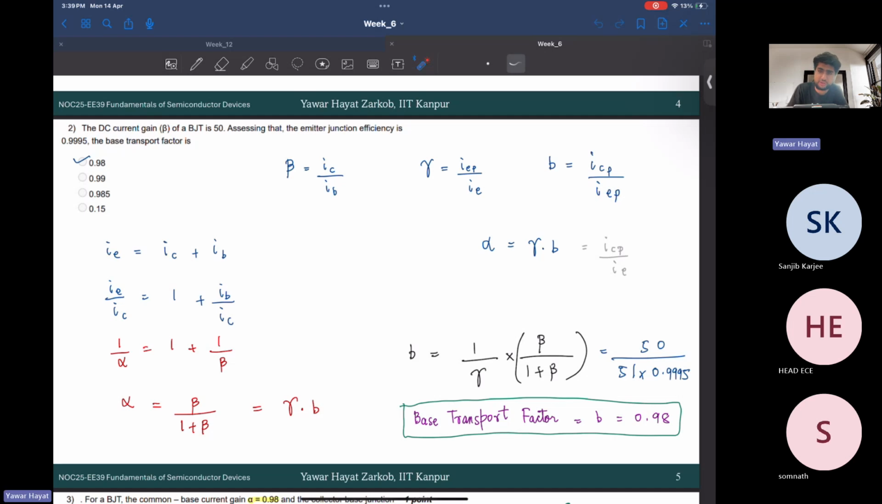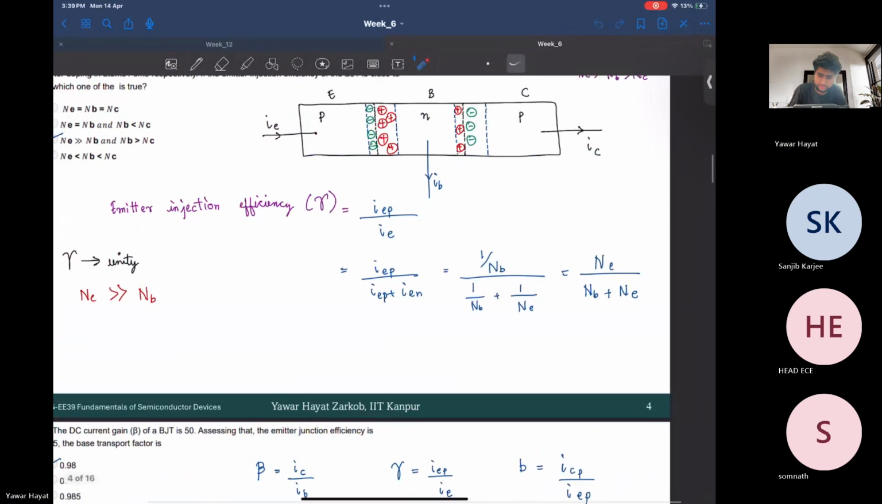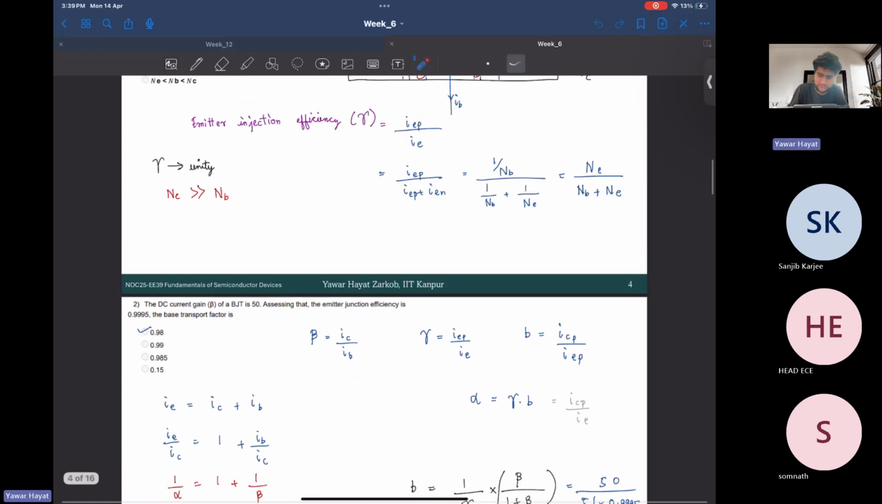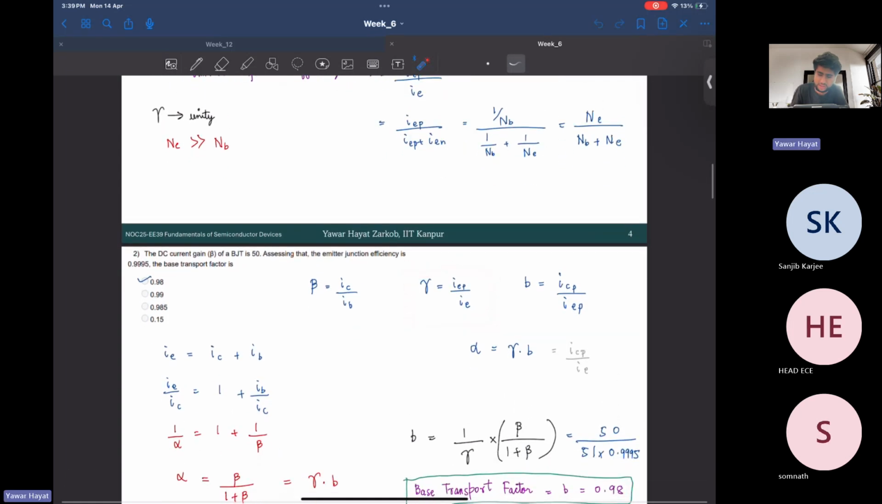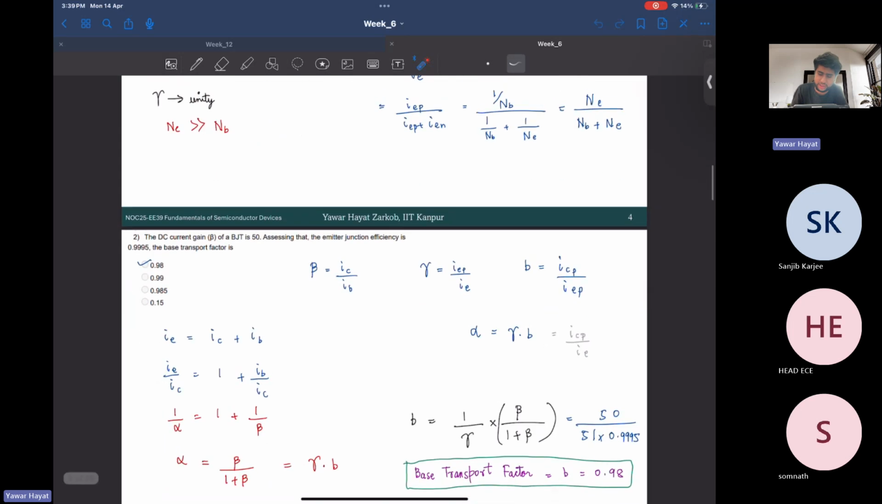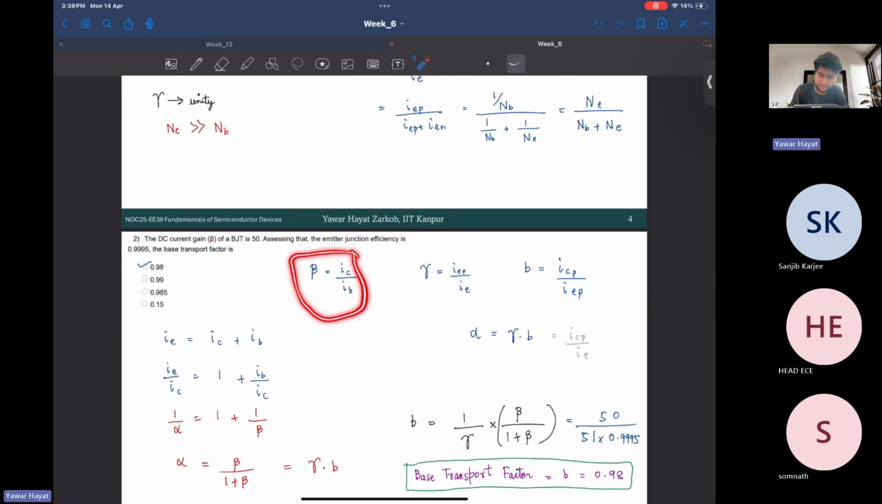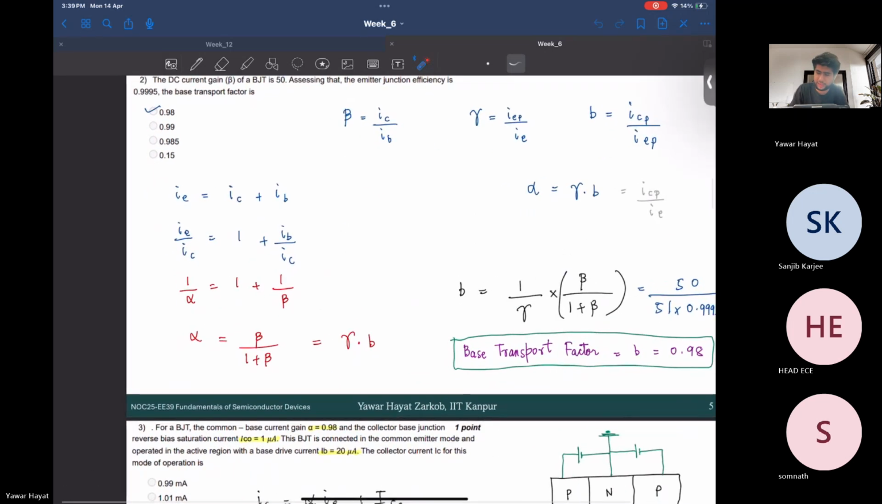Now, what is the base transport factor by definition? It's there on this slide. It's ICP by IEP, right? And emitter injection efficiency is this gamma, IEP by IE. We already touched this here. And beta is IC by IB. What is beta? The DC current gain, simple. In common emitter mode.